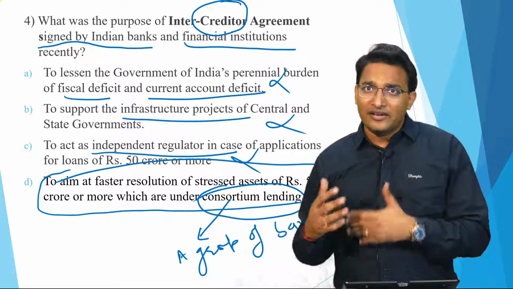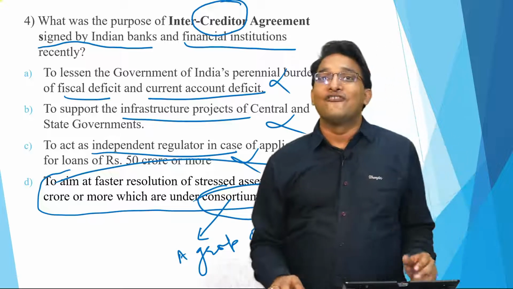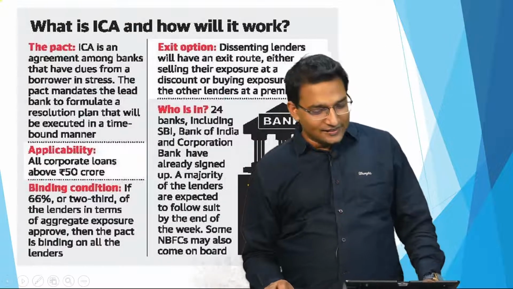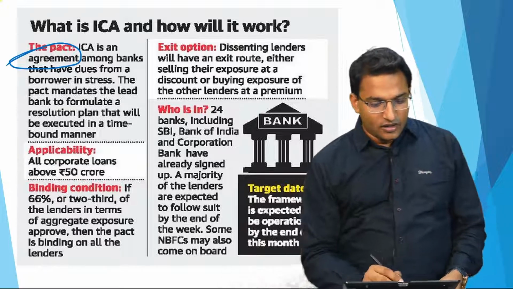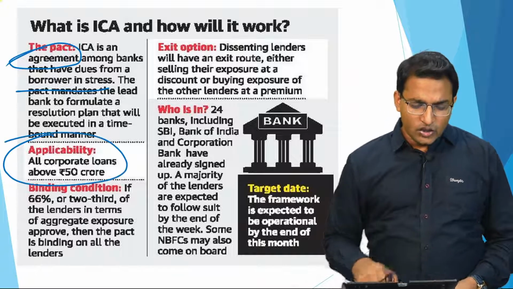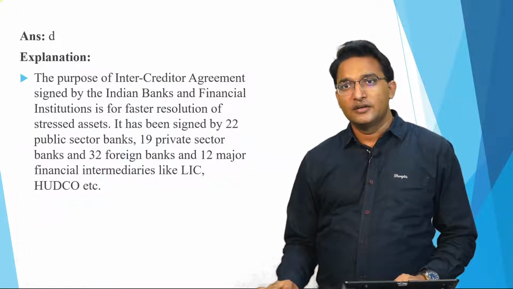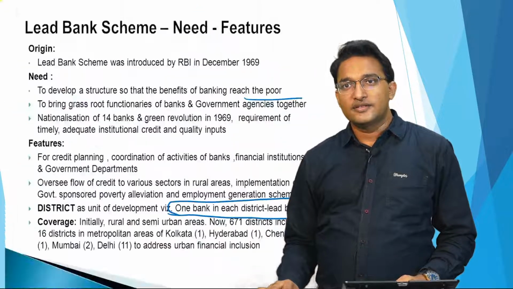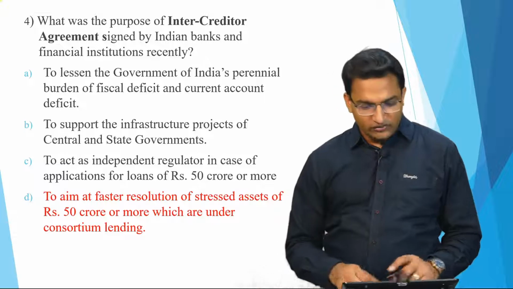So they come together, they sit together and they give the loan. Now when the buyer is not able to return it, then they sit together and work to resolve it. So these are the details of the ICA. This is an agreement among the banks that have dues from the borrower in stress, and this is applicable only in case of corporate loans above 50 crore rupees. So the answer is option D. The answer is option D.